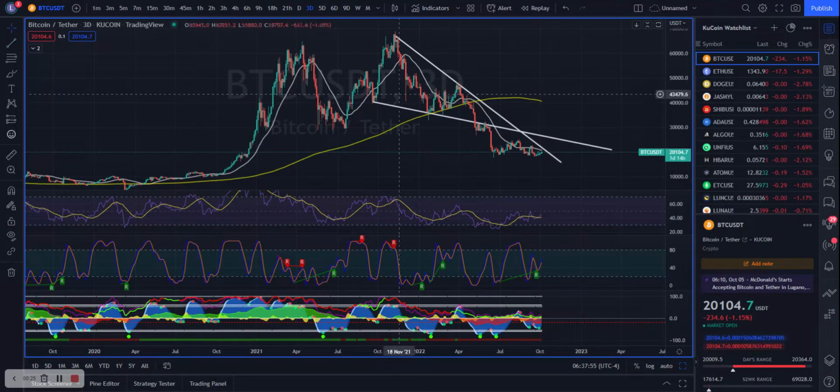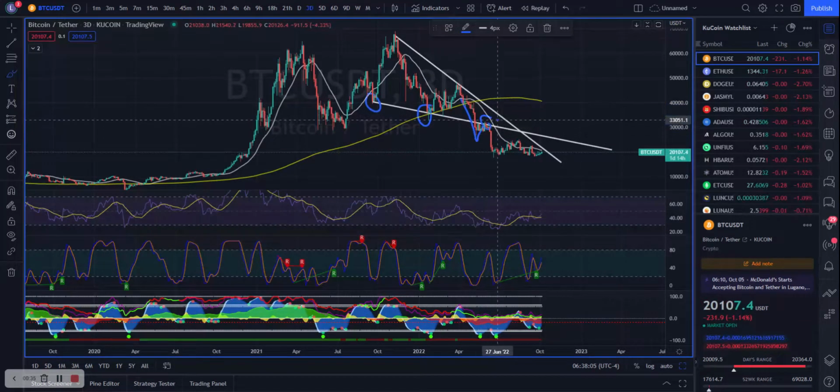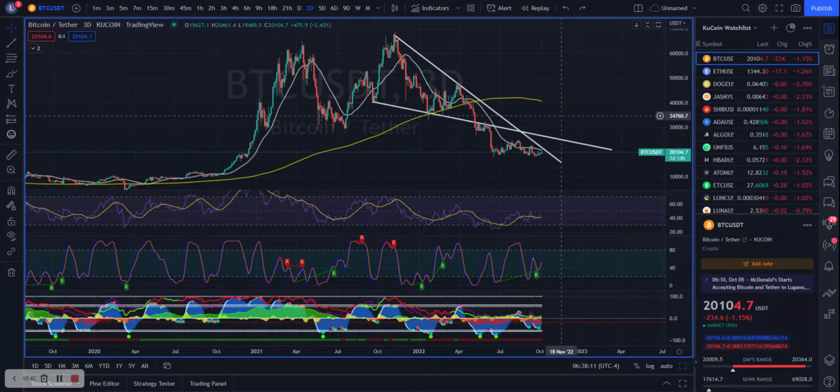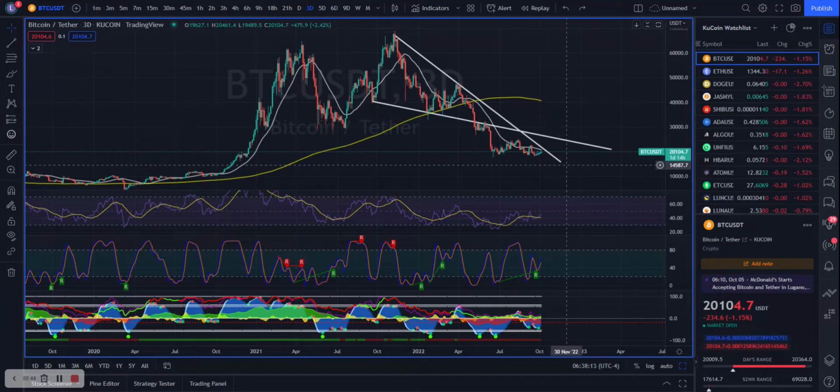This is the one that, as you can see right here, we have support. We broke that, came back to retest, and now it's resistance. So this is now resistance here. Get rid of those circles. So now, as you can see, we have two resistance lines. So even if we make it above this resistance, we still have this resistance to contend with.